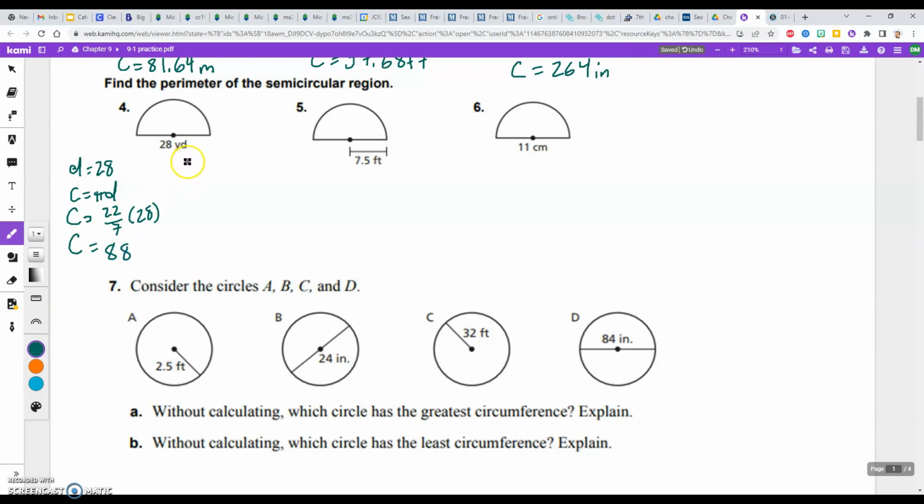And then the perimeter will be 1/2 the circumference plus the diameter. So 1/2 the circumference is 88. The diameter is 28. So when we put that in the calculator, we get 72 yards.